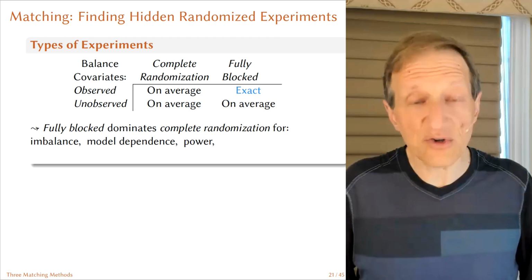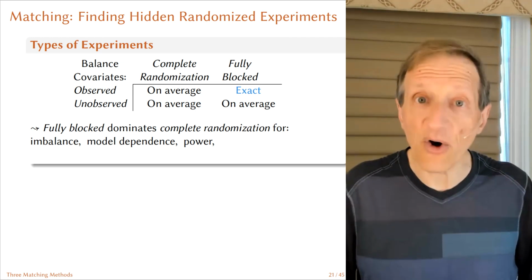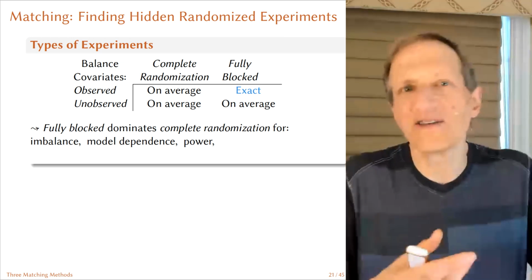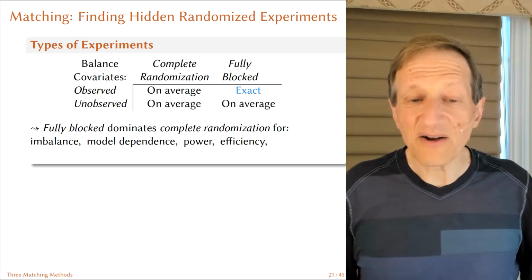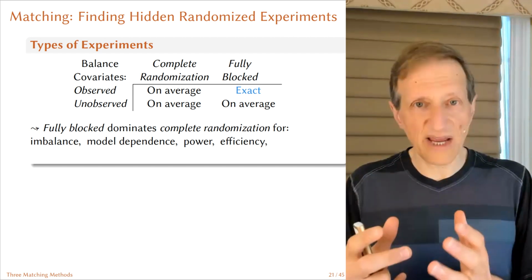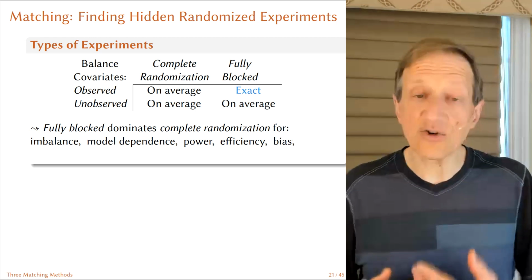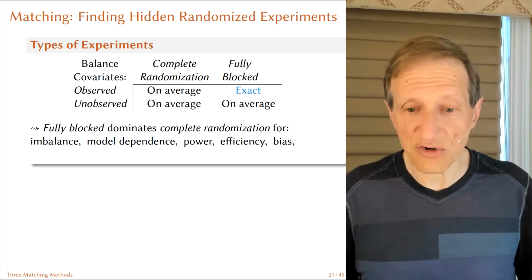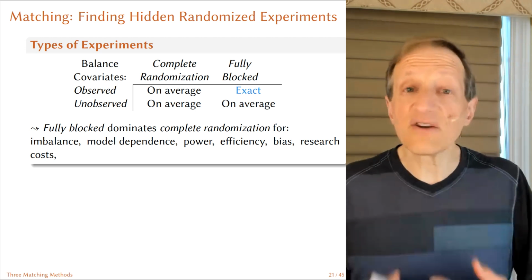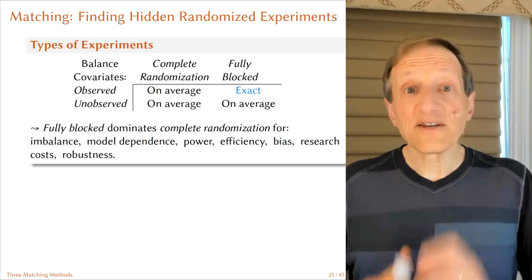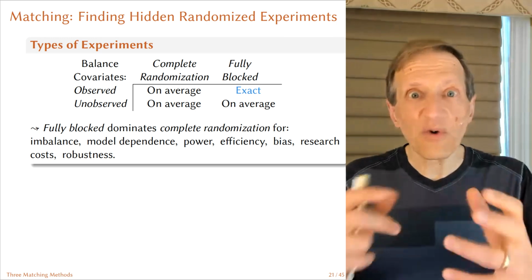There's also more statistical power because there's less random noise in your data. There's more efficiency, so you have lower standard errors and smaller confidence intervals. There's less bias due to researcher discretion. There's fewer research costs, and there's more robustness. So what do I mean by robustness?